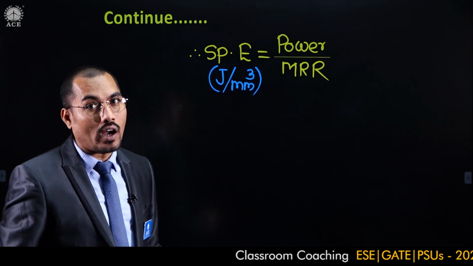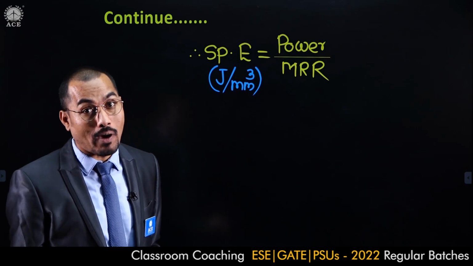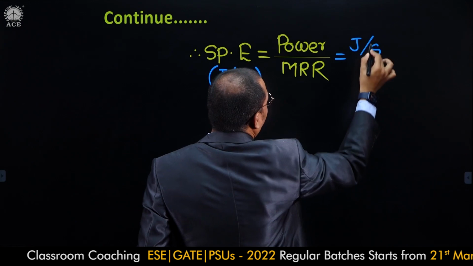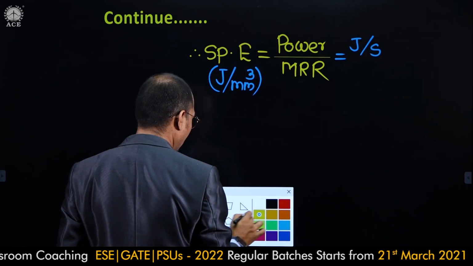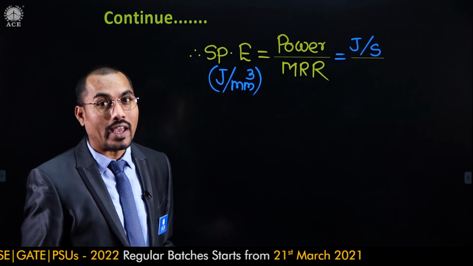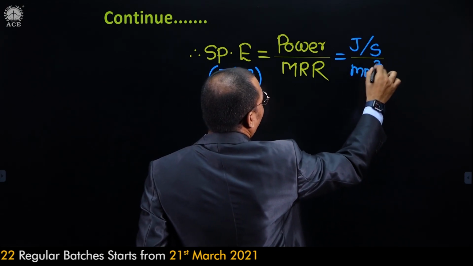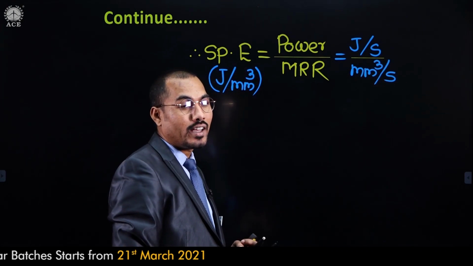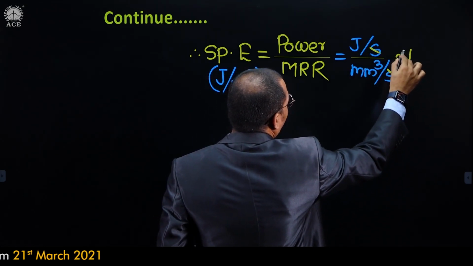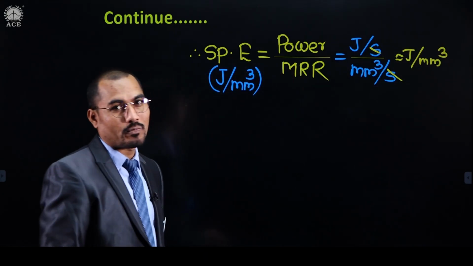Power is joule per second. The amount of energy consumed per second is the power, in watts. So the power is joule per second, divided by material removal rate in millimeter cube per second. The seconds cancel, and I get the unit joule per millimeter cube. Are you accepting?